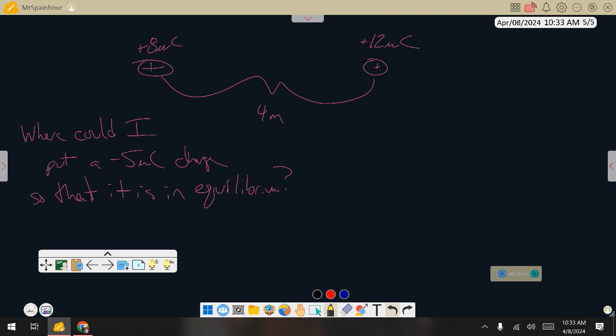A couple of things to get you started here. Number one, the fact that I set this up the way that I did, is this the macro scale? No. Simply put, what does that mean for your problem solving? No gravity. Number two, you will note that I said the equilibrium for this charge. So we're going to focus on that charge.